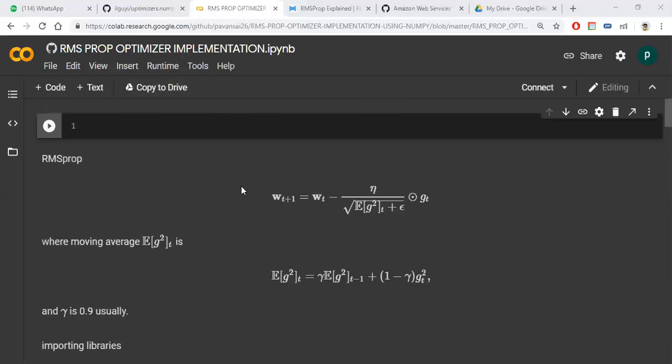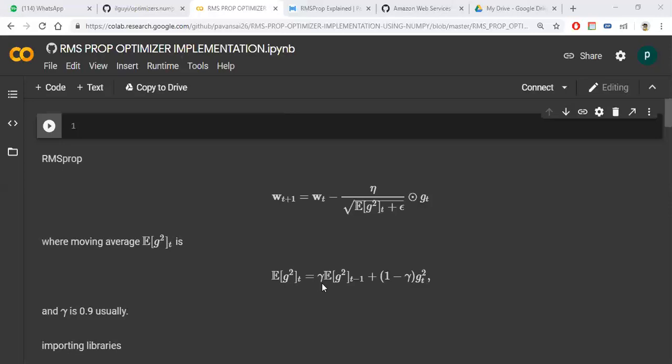In the RMS prop optimizer, this is the weight update formula: the new weight is the previous weight minus eta divided by the square root of the average squared gradient plus epsilon, multiplied by the gradient. I said this before also: it uses the magnitude of recent gradients to normalize the gradients. This is the weight formula, and this is the squared gradients formula.